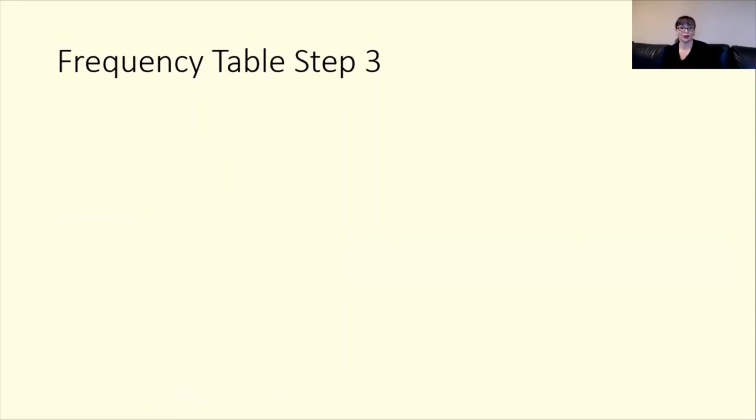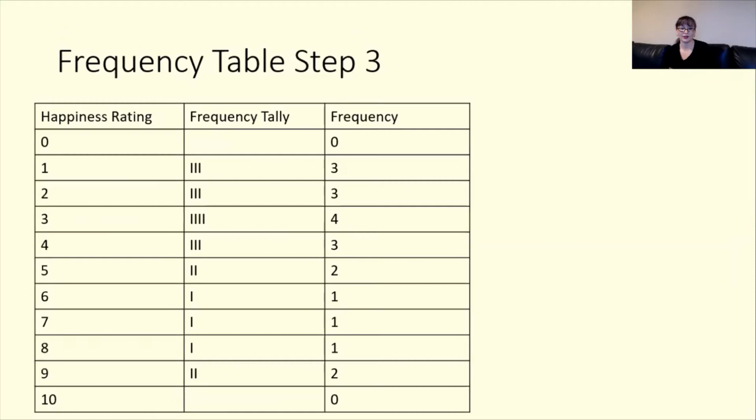For step 3, now we're going to just add the numeral of how many tallies we have, and that's going to be our frequency. We don't have any tally marks for that happiness rating of 0, and so the frequency there will be 0. We have 3 tally marks for the happiness rating of 1, and so our frequency will be 3, and so on and so on.